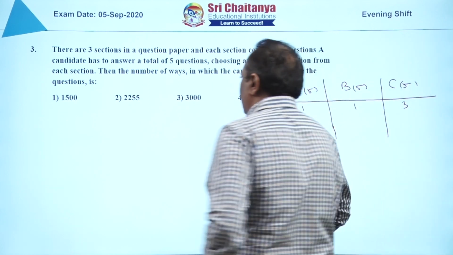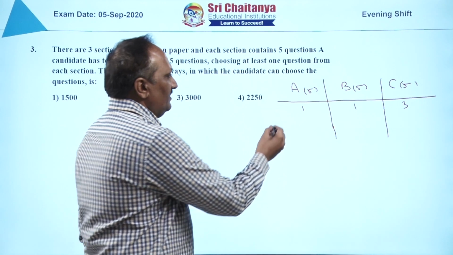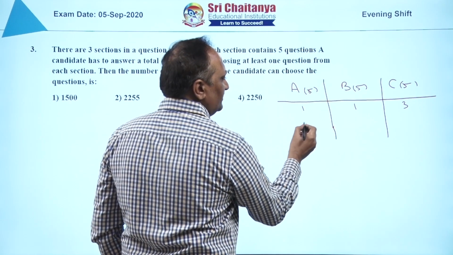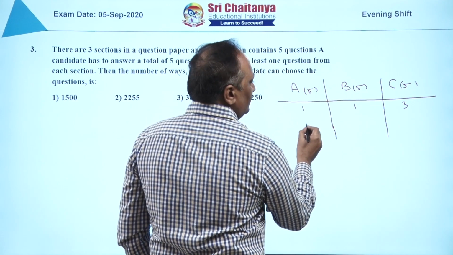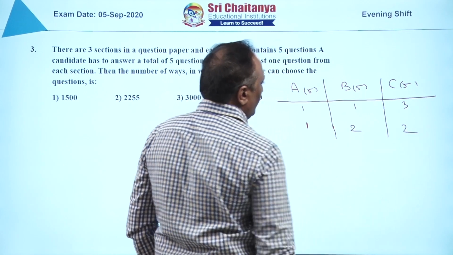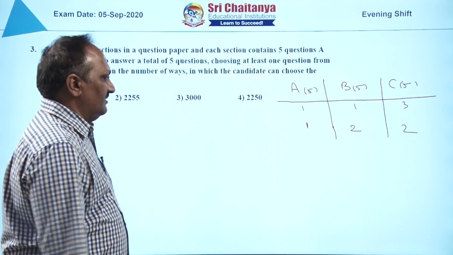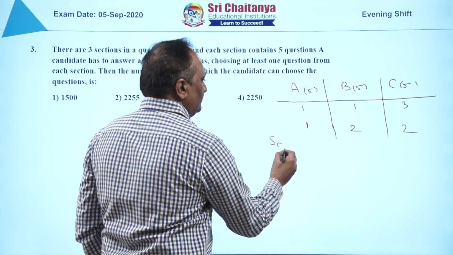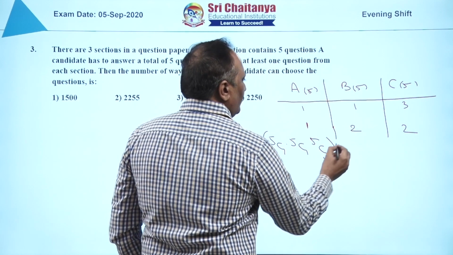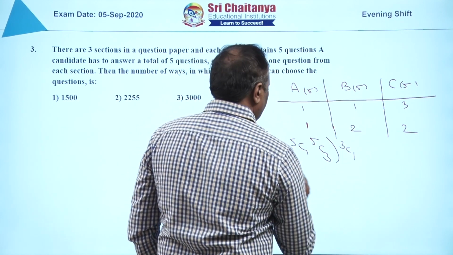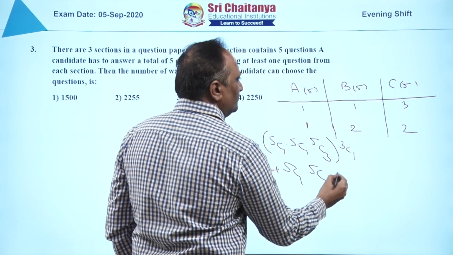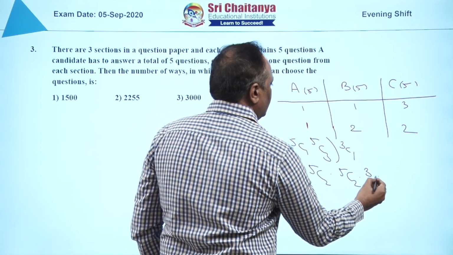The number of ways we can do this is 3C1 ways. A can be 1, B can be 1, C also can be changed, and this also can be interchanged. 1 question from this, 2 questions, 2 questions. So, the number of ways one can answer that is 5C1 into 5C3. This can be done in 3C1 ways plus 5C1 into 5C2 into 5C2 into 3C1 ways.